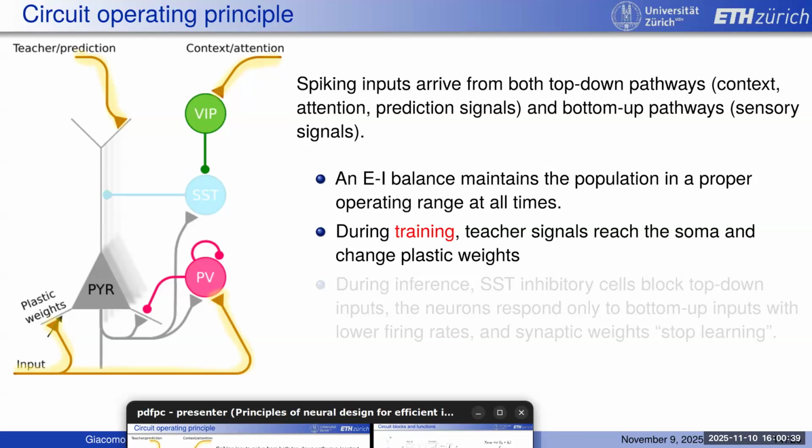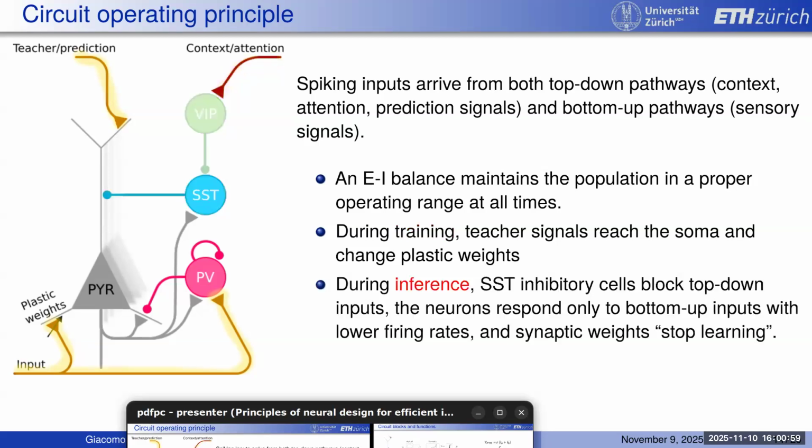But you need to send the teacher information to the soma. The context attention signal allows this signal to flow through because it's blocking the SST cells. So it's a disinhibition that blocks the SST cells. So if you have attention, you can learn. This would be your training mode.